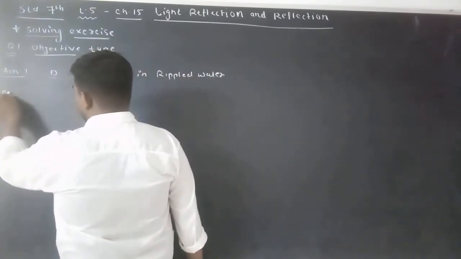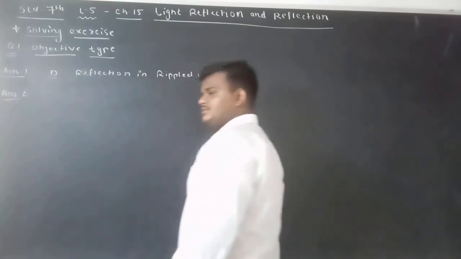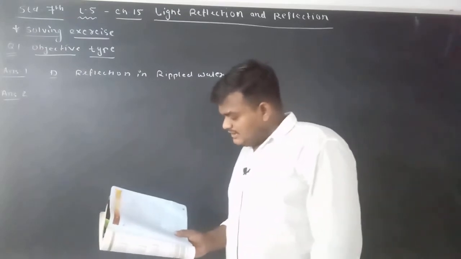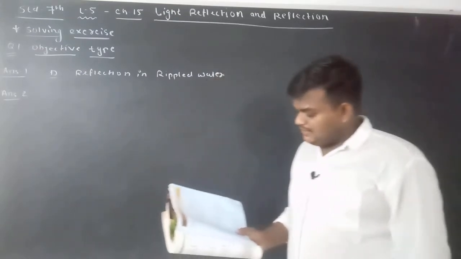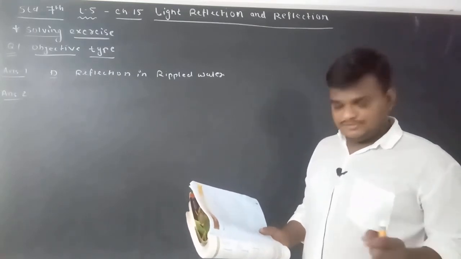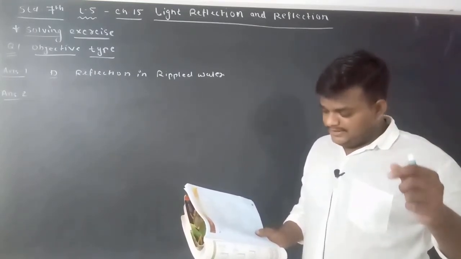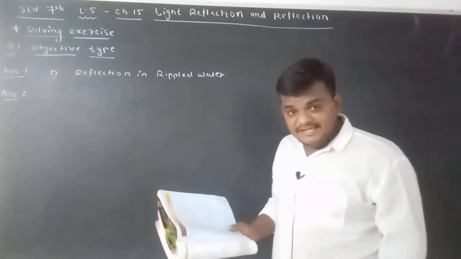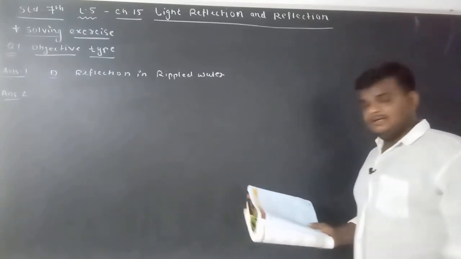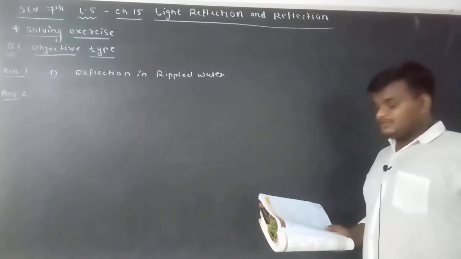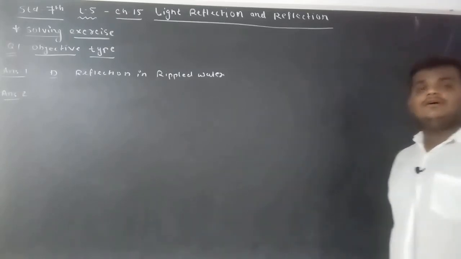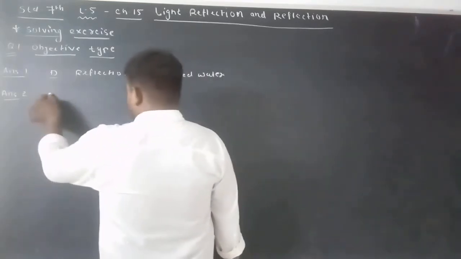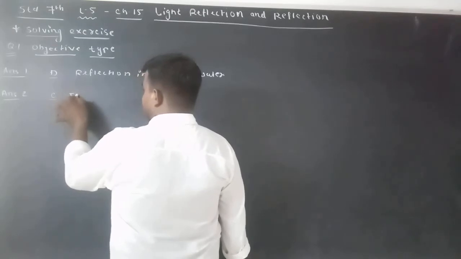Now we are moving to question number 2. What is given in question number 2? Question number 2 says, what is the reflection of an object in a mirror called? Again I am repeating. Option A, incidence. Option B, reflection. Option C, image. And option D, object. So the reflection of an object is generally considered as an image. So the answer is C. It is image.